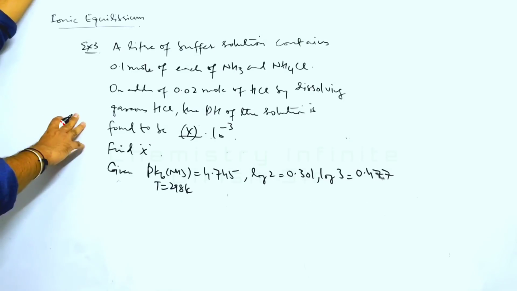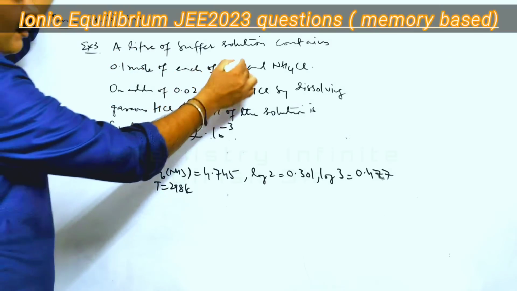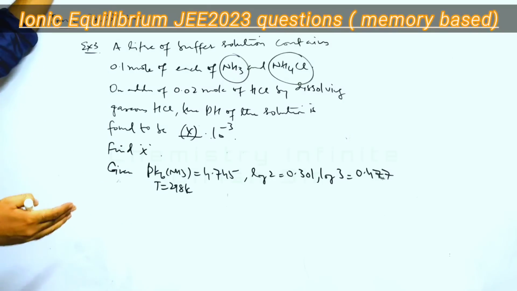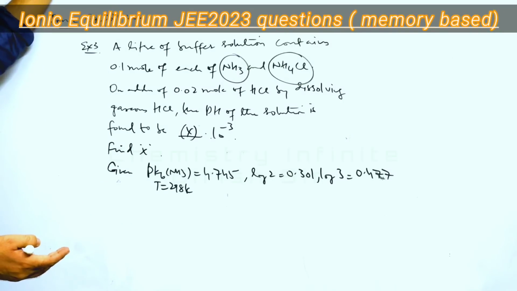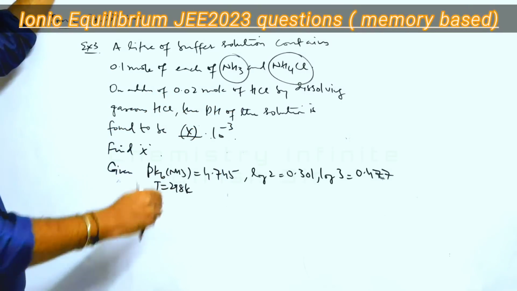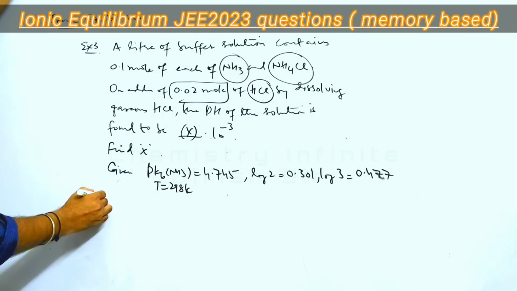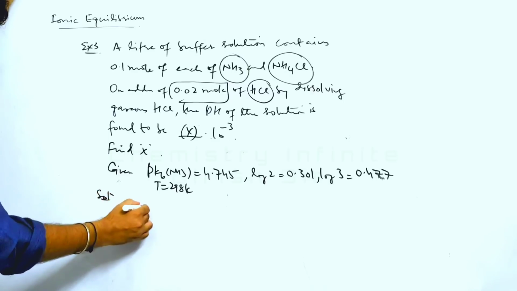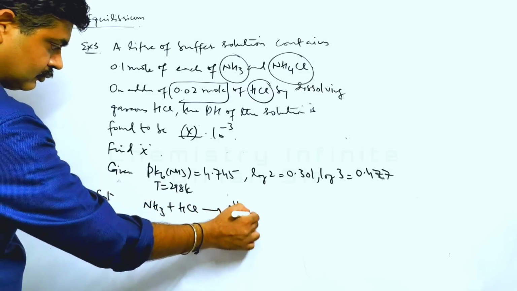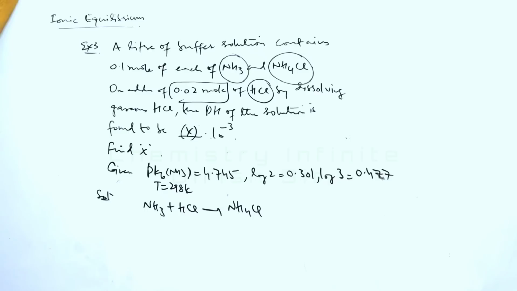The question says we have 1 liter of buffer solution which has two components, ammonia, which is a weak base, and its salt. Weak base plus its salt, this mixture is a basic buffer. Then HCl is added into it in some amount. When you add HCl, this is the reaction that takes place. HCl reacts with the basic compound ammonia.